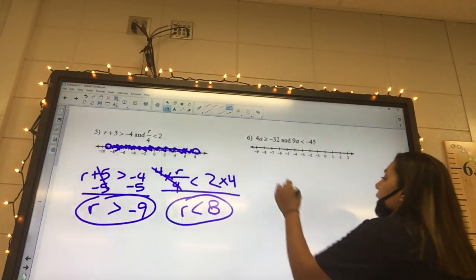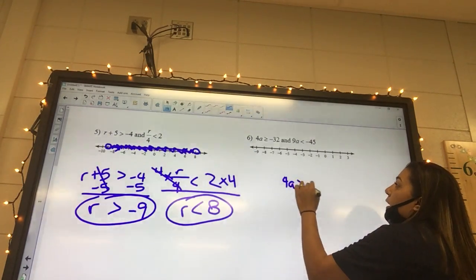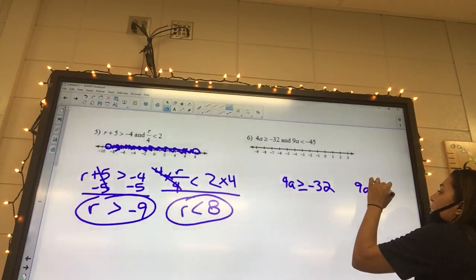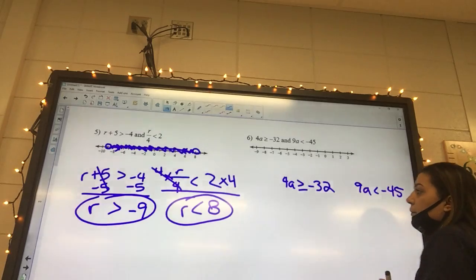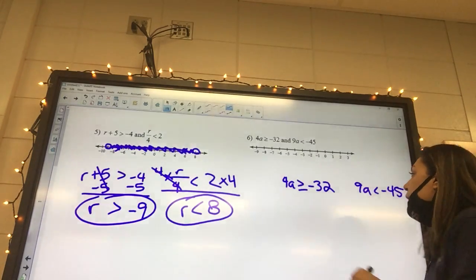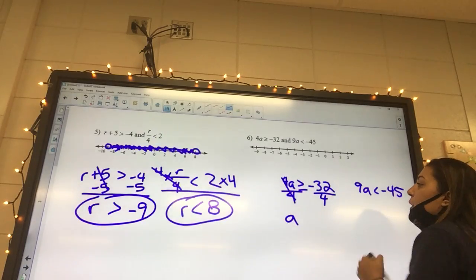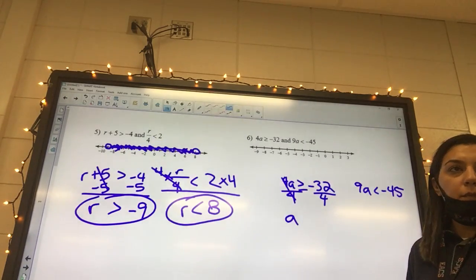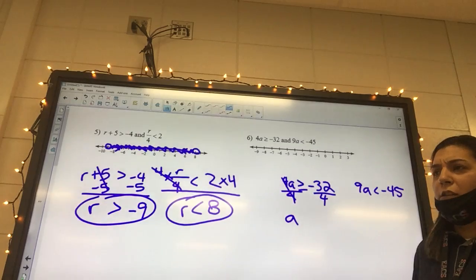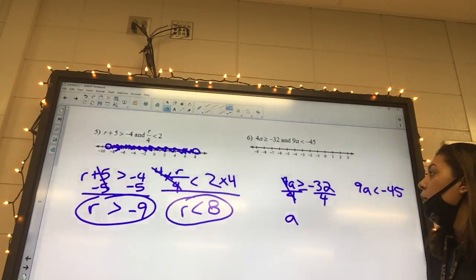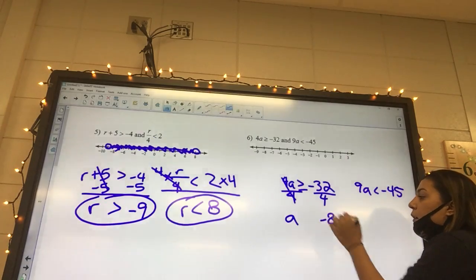Okay? So 6 says 4A is greater than or equal to -32. And then I got a 9A is less than 45. Do we divide by 4? Yep, so we're going to divide both sides by 4. I got A. Do we need to flip? No. Why do you think that? Because it's a negative. We're not dividing by a negative. But it is. It's going to be -8.